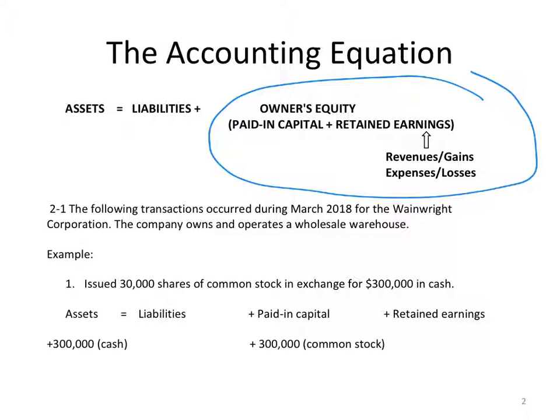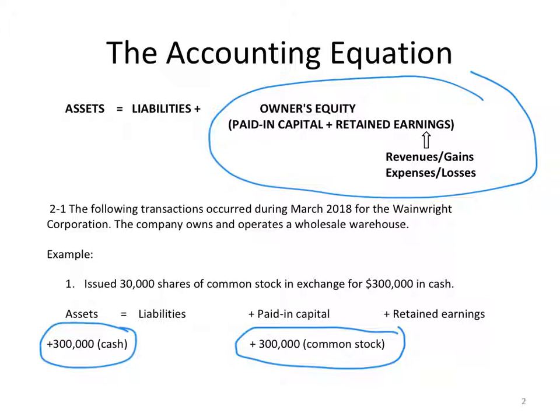So I'm just going to show you the first example. The first transaction is the company issued 30,000 shares of common stock in exchange for cash. The effect of that transaction is to increase our assets, of course the asset is cash, and increase our paid-in capital, common stock. Now, why aren't we talking about debits and credits and journal entries?